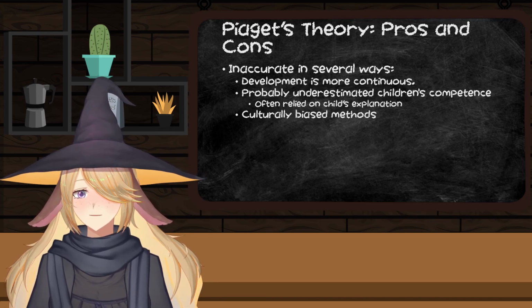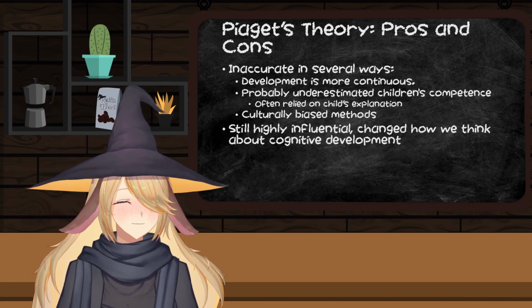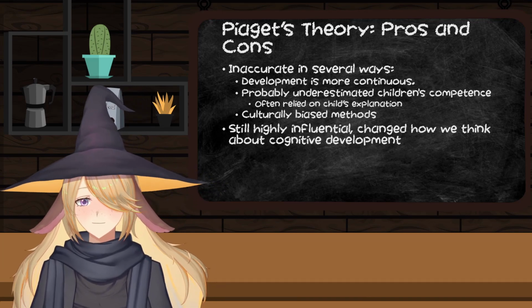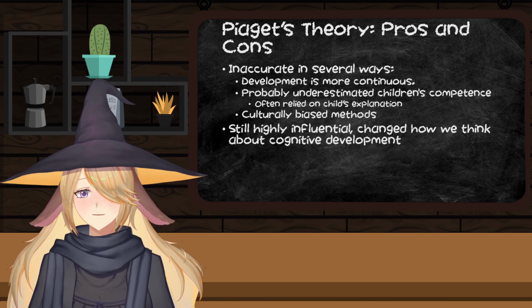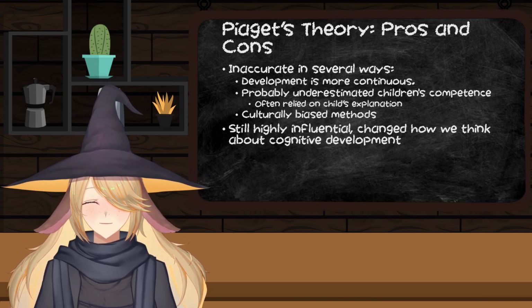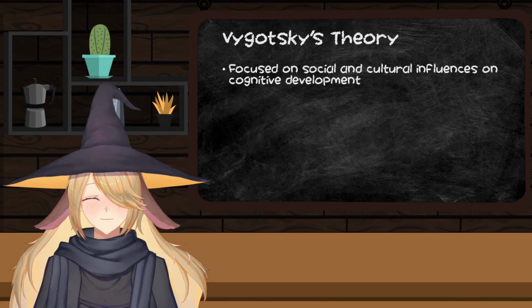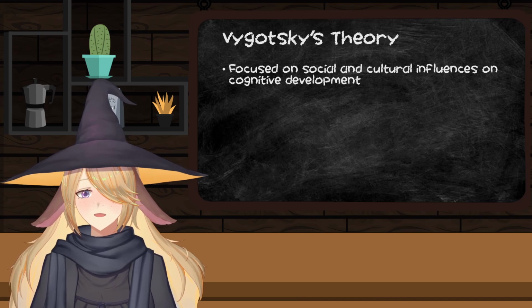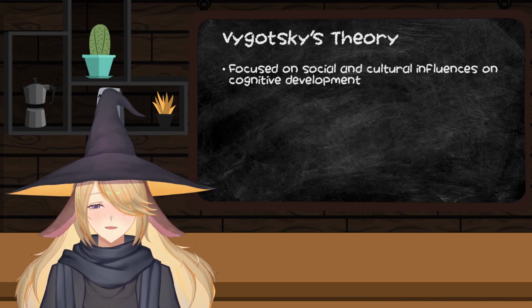What are the stages of development? How do kids learn and all that? But despite that, Piaget really put forward the scaffolding for how we think about cognitive development. Now, Vygotsky comes in later on and has another focus, in this case, looking at social and cultural influences on cognitive development.